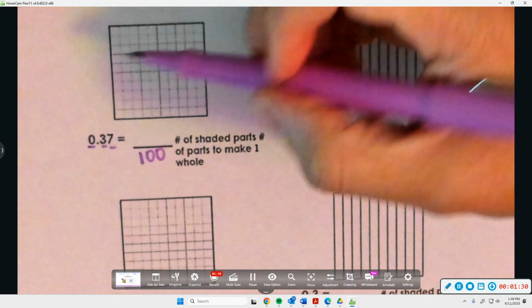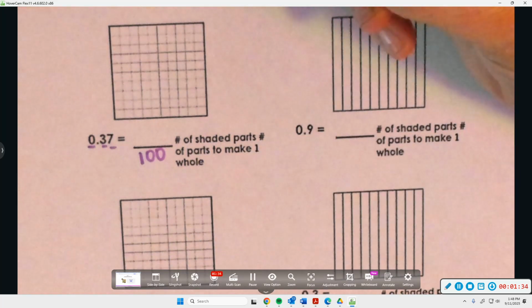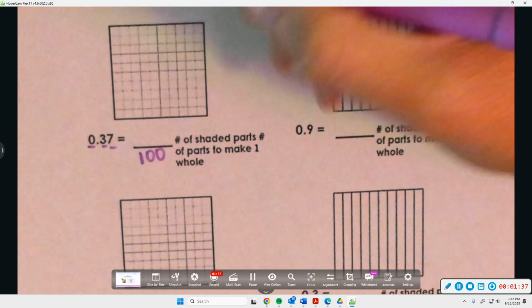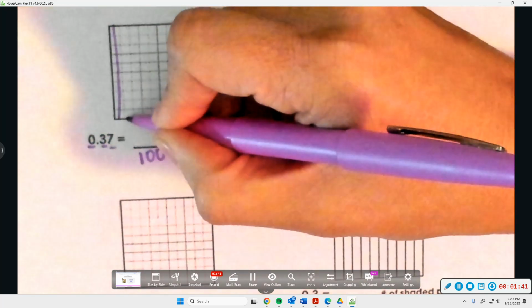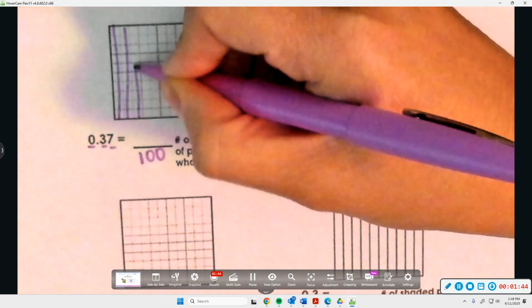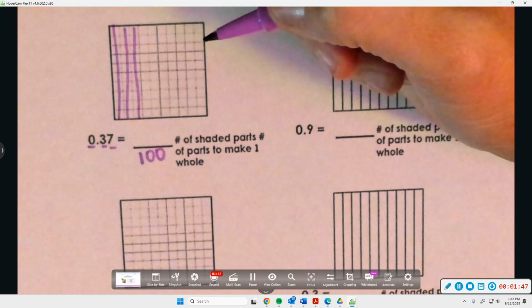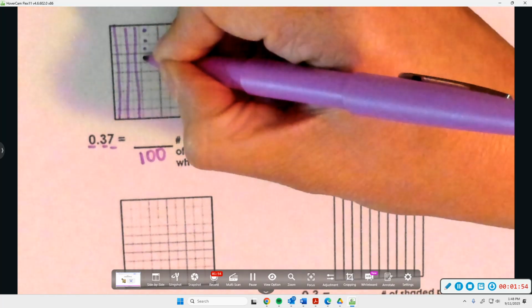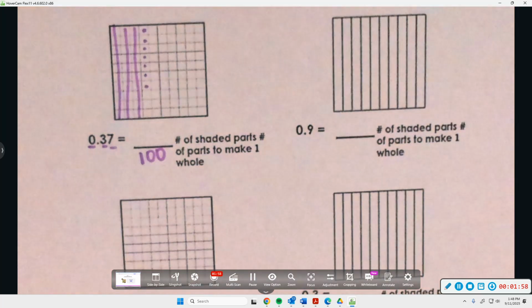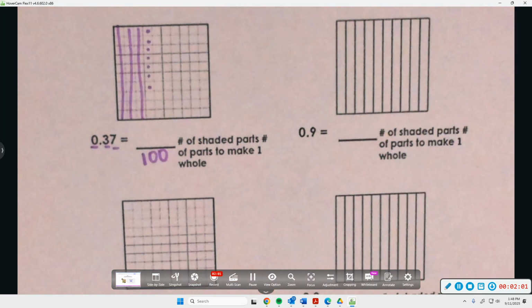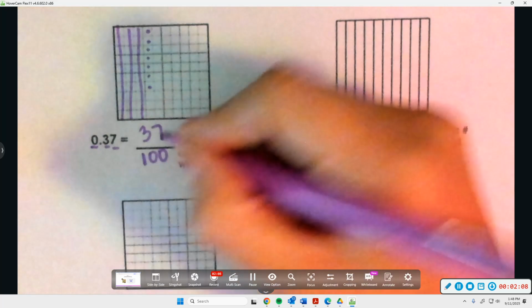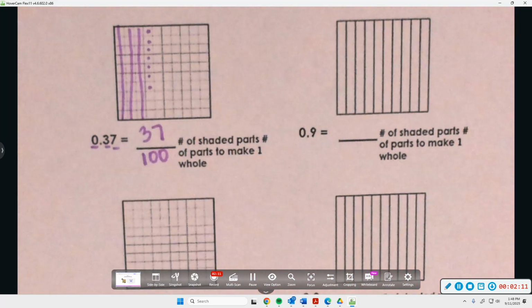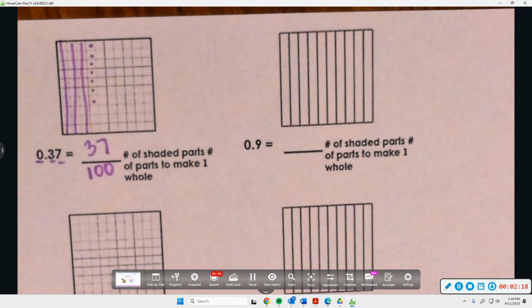Now, how can I shade this? What would be an easy way to shade this? Alex? By shading 3 columns and 7 hundredths. Thank you. What is one column equal to? 1/10. Very good. And then I'm going to do 1, 2, 3, 4, 5, 6, 7 hundredths. So how many hundredths have I shaded? Everybody. How many? 37. So then my fraction would be 37 hundredths. And I say it the same way I say my decimal, right? It's the same way. All right, let's look at our next one.